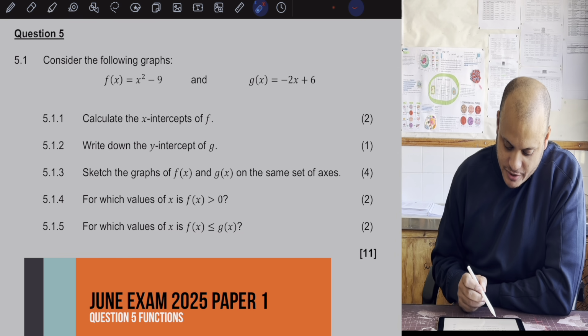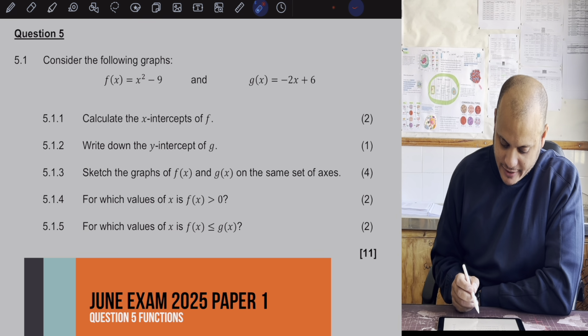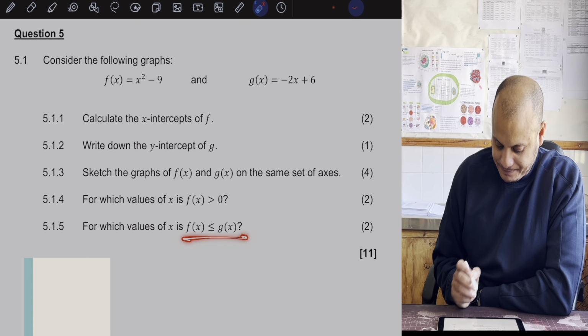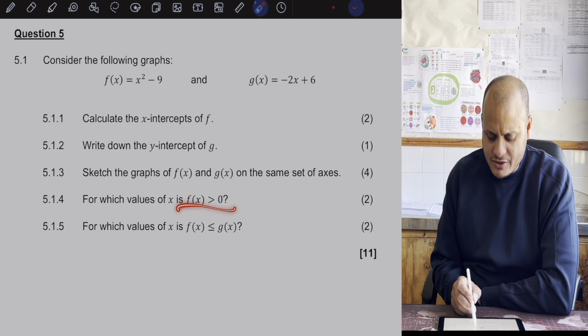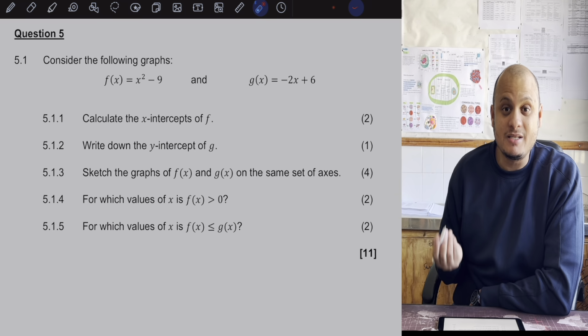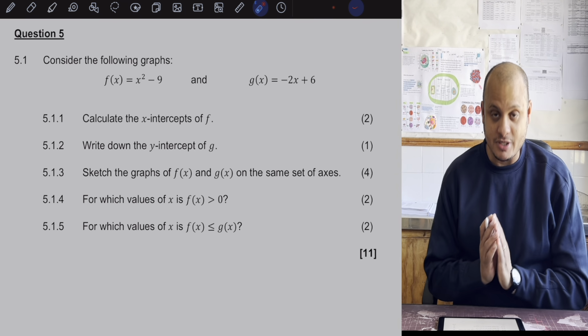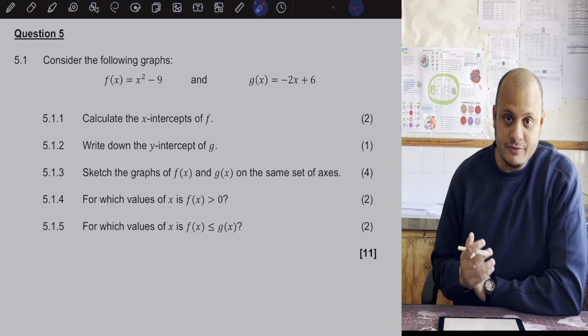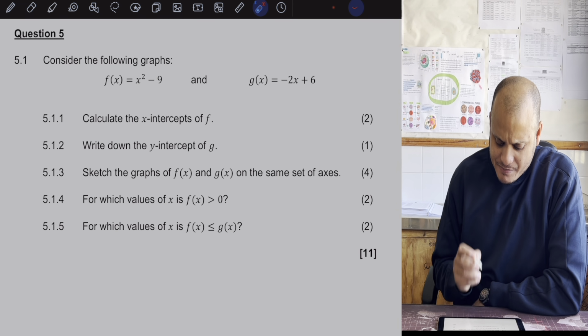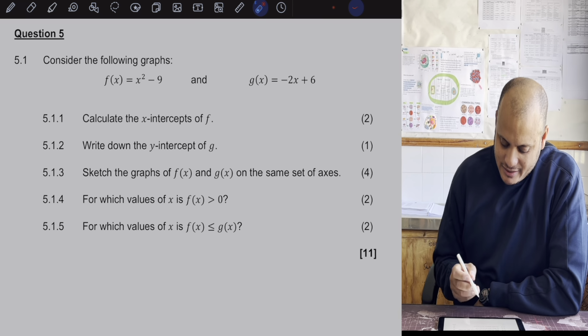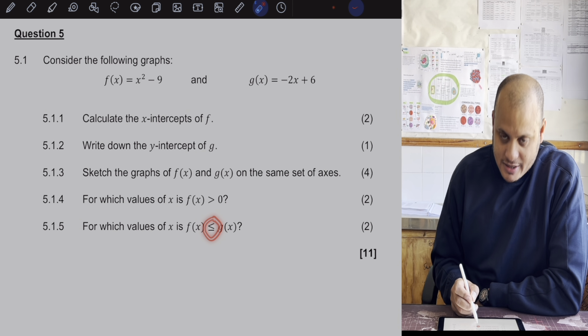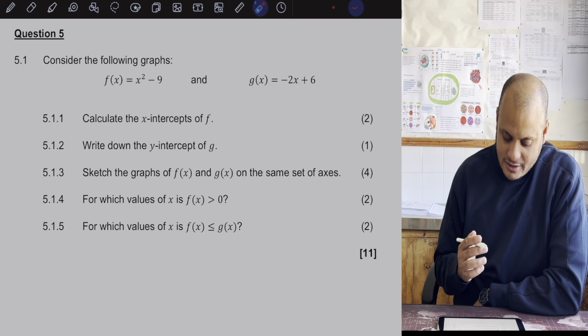5.1.5. For which values of x is f of x less than or equal to g of x? Now, just like with the previous one, this is actually the question where we really struggle, because now we need to compare the two different graphs. And the trick here is to know again that these inequality signs basically mean above and below.